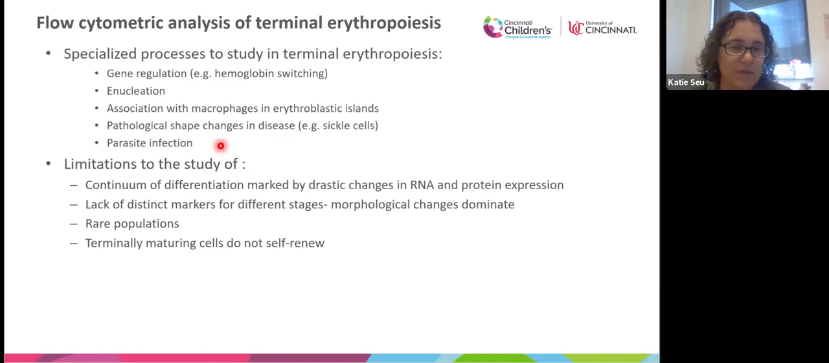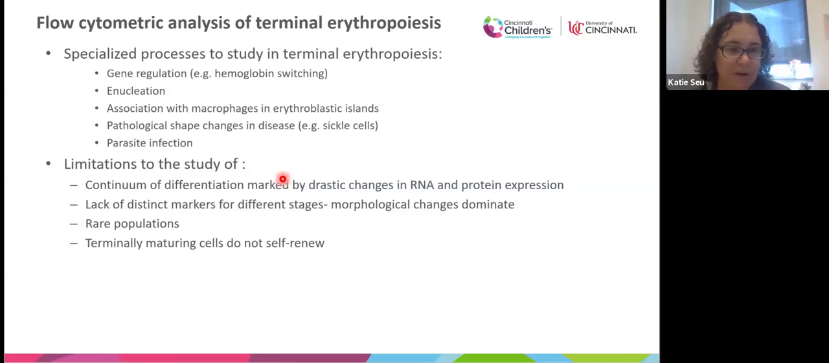And the reason that we need to do that instead of using traditional methods like flow cytometry or microscopy alone is that, like I just described, we have this continuum of differentiation marked by these very different changes in RNA and protein expression. So you can't just do a bulk analysis because there's all these different heterogeneous types of cells in there. There's also a lack of distinct markers that allow us to separate out these different stages easily by cell sorting.